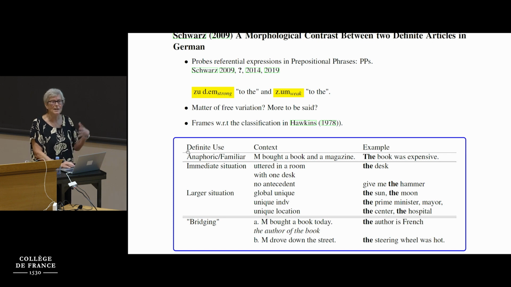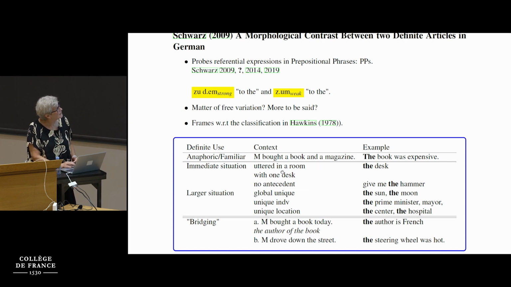Okay, the definite article can be used in different contexts, and you get different types of behaviors. So there is one type of definite use which is called anaphoric familiar. What's that? Well, if you have a context where you introduce an object, Mary bought a book and a magazine, then you can continue that context with a comment on one of these elements. So you can say the book was expensive.